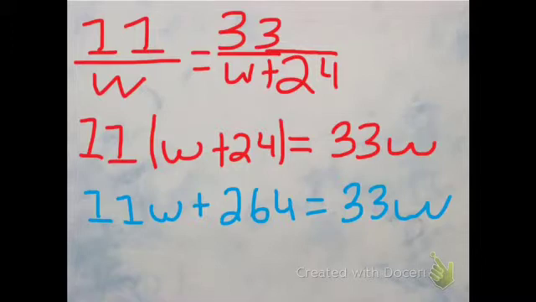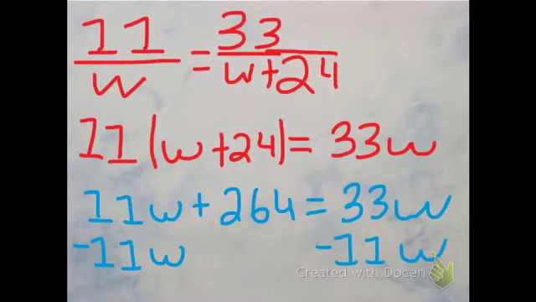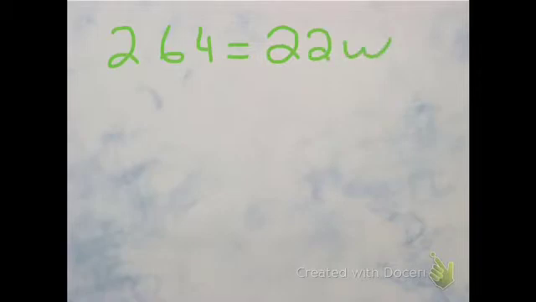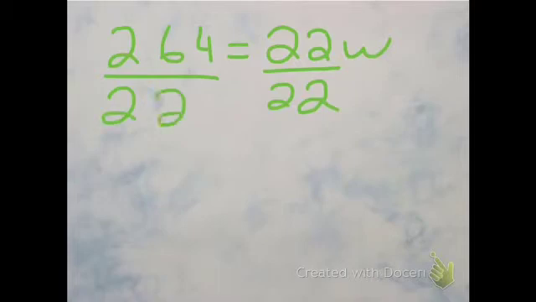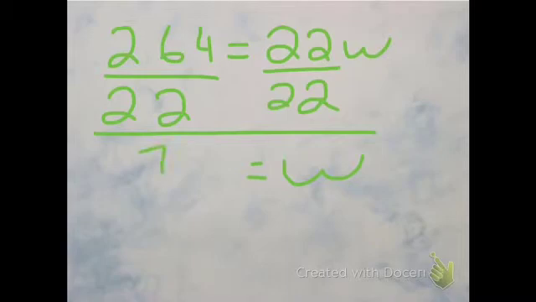Now we're going to subtract 11w from both sides, so we cross out 11w. You'll get 264 equals 22w. Now you want to get w alone, so you divide by 22 on both sides. W equals 12.